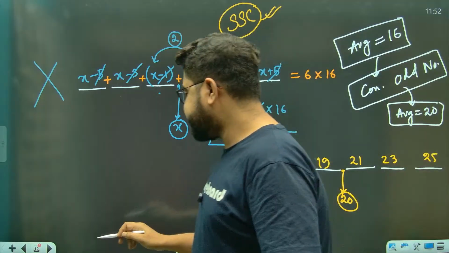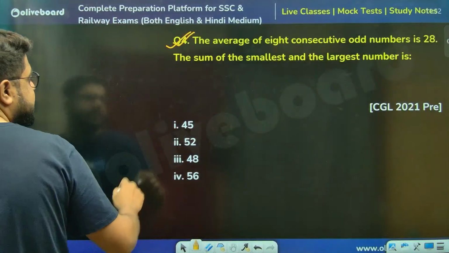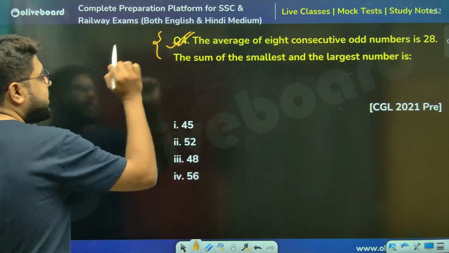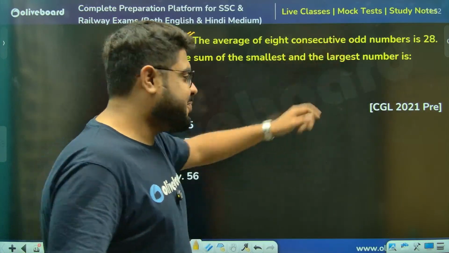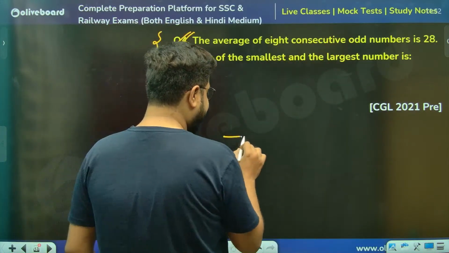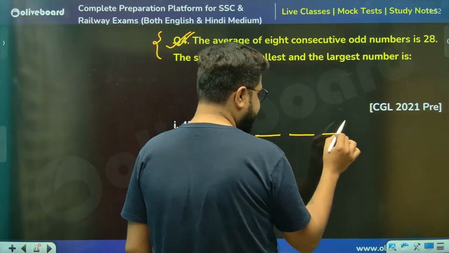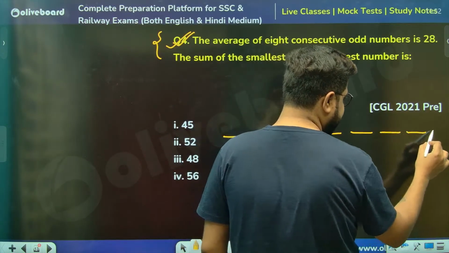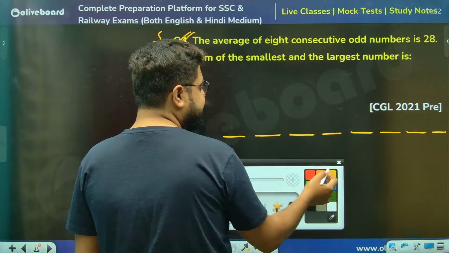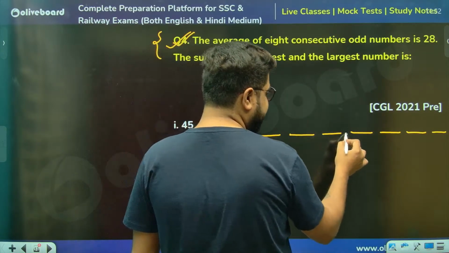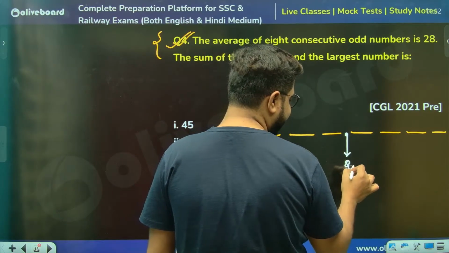Everyone clear, sir? We'll move on to questions then. CGL 2021. Average of 8 consecutive numbers: 1, 2, 3, 4, 5, 6, 7, 8. Sir, what is given, sir? Sir, 4 and 5, sir, this is 28.